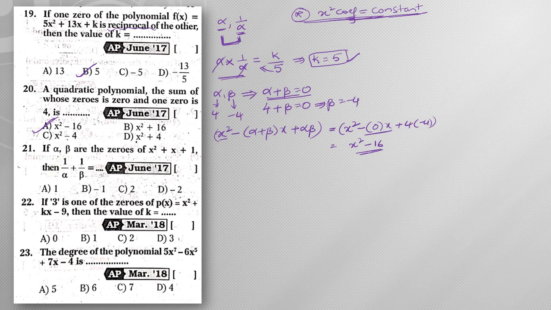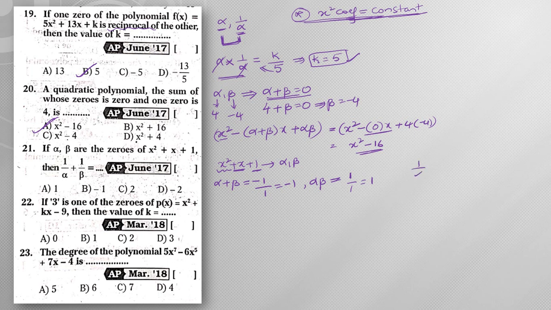Alpha beta are the zeros of x square plus x plus 1. So for x square plus x plus 1, alpha comma beta are the zeros. Based on this, we can find out sum of zeros. What is sum of zeros? Minus x coefficient. What is x coefficient here? 1. So minus 1 by x square coefficient, which is nothing but minus 1. The same way you can find out product of zeros also. Product of zeros is nothing but constant term by x square coefficient. What is constant term? 1 by 1, which is nothing but 1.